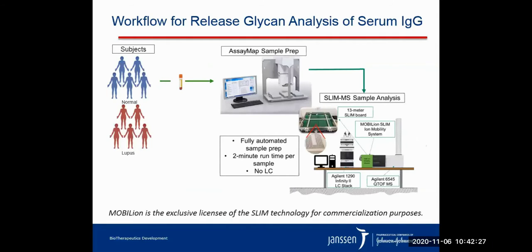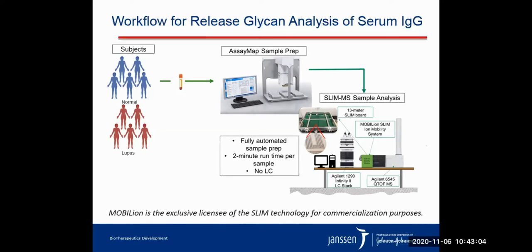In the second case study, we are using ion mobility separations performed using structures for lossless ion manipulations, or SLIM, to speed up biologics characterization. SLIM experiments were performed in a Janssen collaboration with MOBILion Systems, who is the exclusive licensee of the SLIM technology for commercialization purposes. In this workflow shown here, we investigate the released glycans from human serum IgG of lupus and healthy subjects. IgG from serum is purified, and glycans from purified IgG are released and labeled.